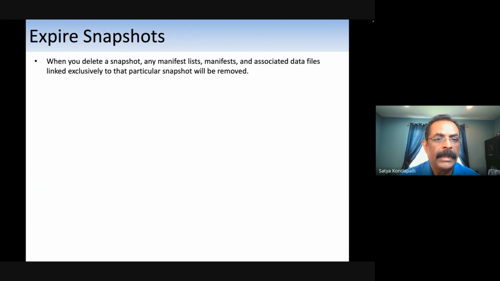Okay. So when you delete a snapshot, any manifest list, manifests, and associated data files linked exclusively to that particular snapshot will be removed. Very important. For example, let's say you do a clone of a file, and then you expire a snapshot. Since all the data files are already cloned as part of your update in the core table, you don't need the old data files, and you don't need that manifest file. So when you expire, it is going to be deleted.